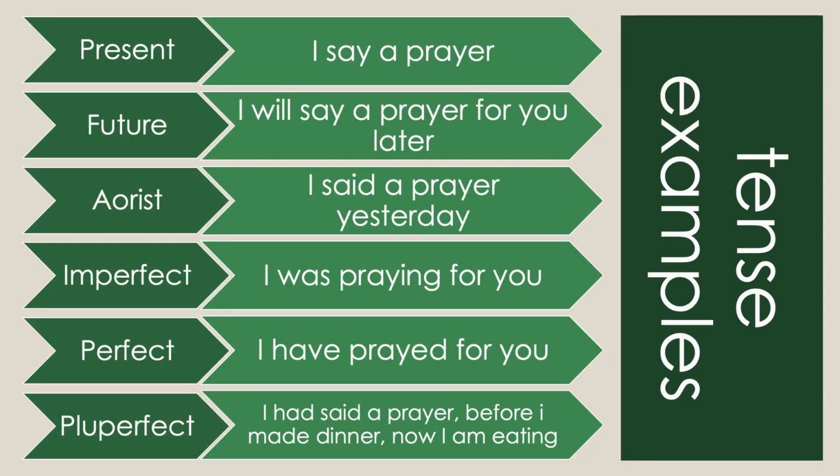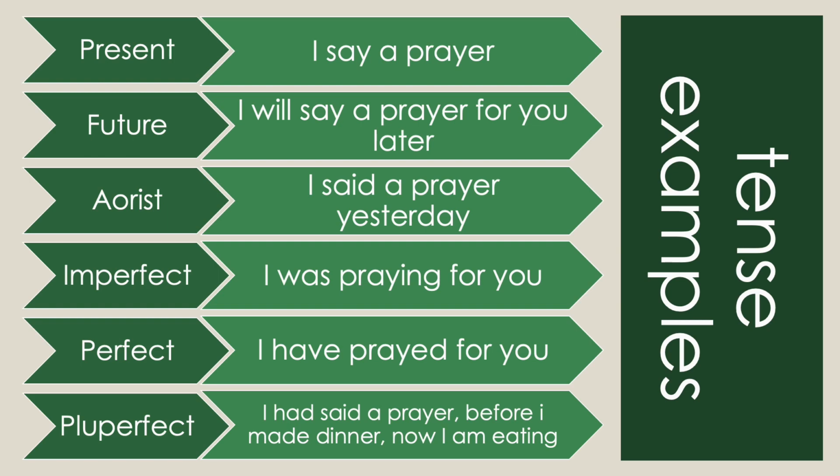So here are some examples of what they would sound like doing this in English. The present tense, maybe a verb like pray. I say a prayer. If you put that in the future, it would be I will say a prayer for you. You might add a word like later on. I will say a prayer for you later. An aorist, remember, is a once off. So you would translate that as I said a prayer for you. You might put yesterday, for example, whenever you said the prayer.